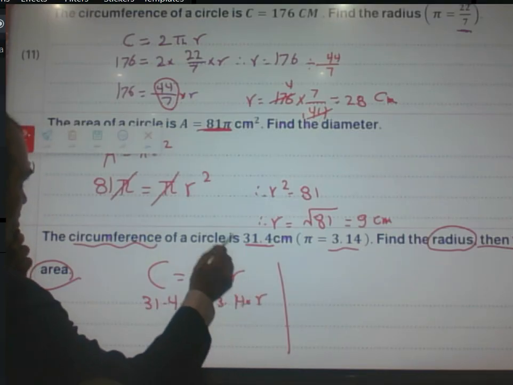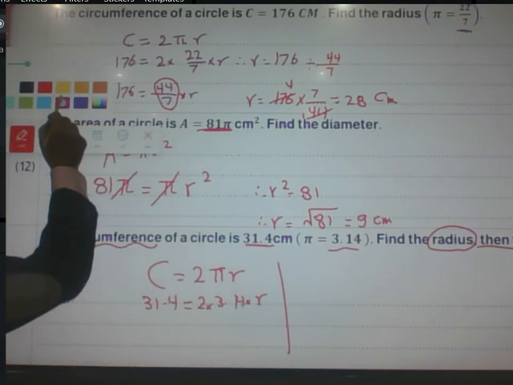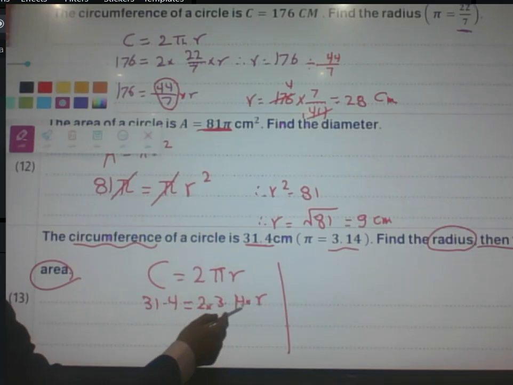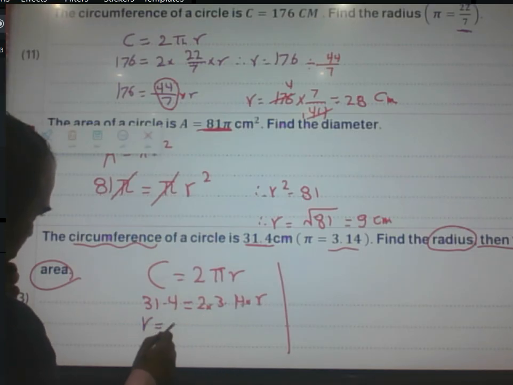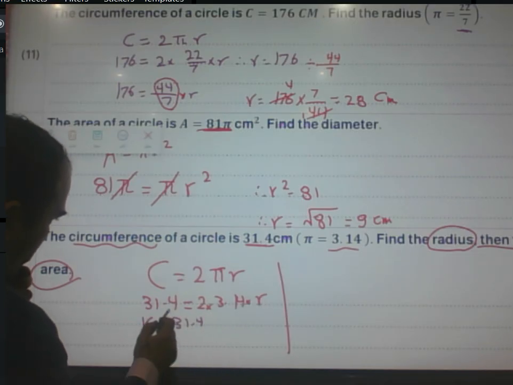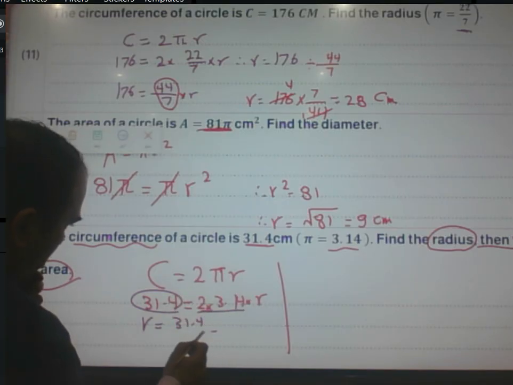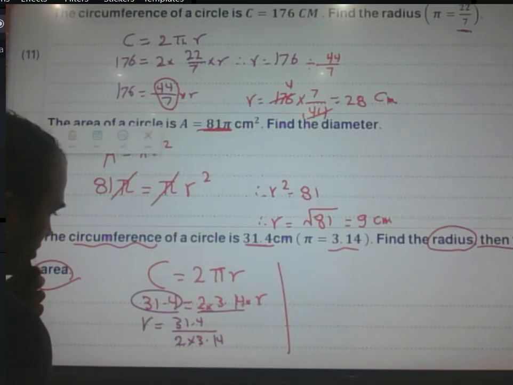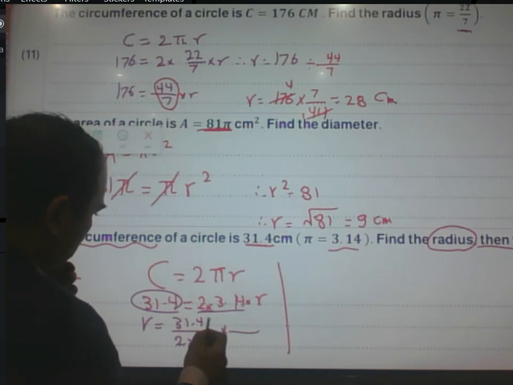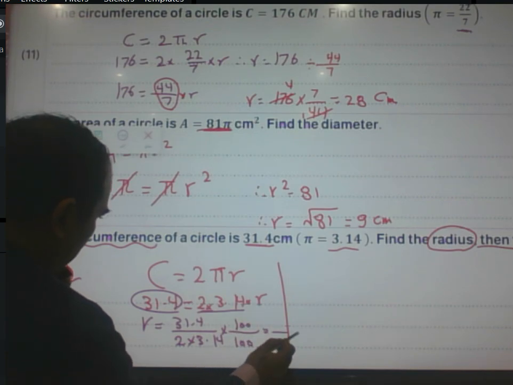Next step, we can find the radius by dividing by the coefficient of r. Then r equals 31.4 divided by the coefficient. The coefficient is 2 times 3.14. You can use a calculator to find the answer, or you can simplify by multiplying by 100 up and down to cancel the point, because the point is after 2 places.